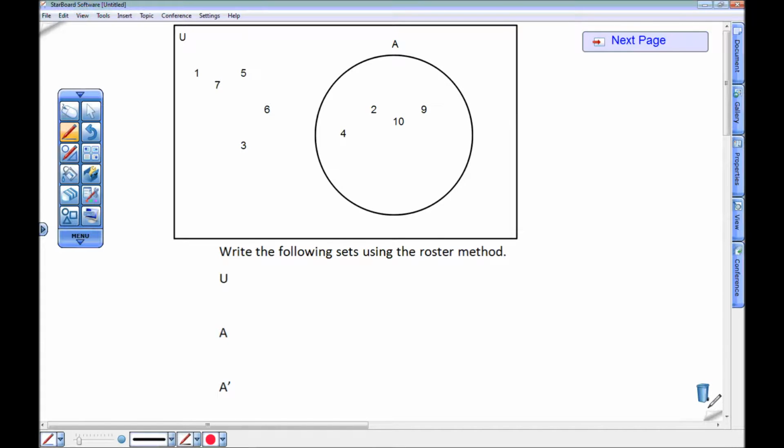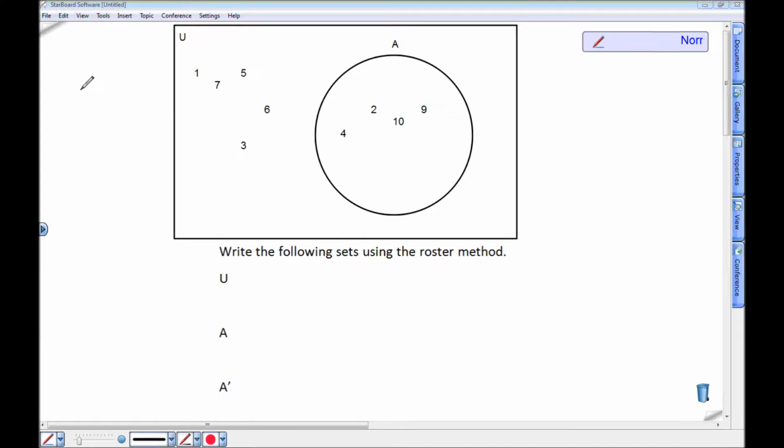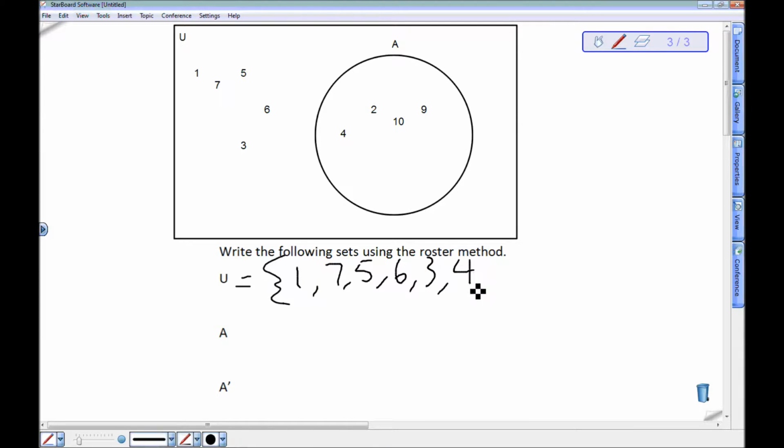Okay, just one more example here quick. Here's someone already drew a Venn diagram for me. It obviously wasn't me using this board because it looks pretty nice. And then it asks, what are the following sets? Well, let's look. The universal set is just everyone in this rectangle anywhere. So 1, 7, 5, 6, 3, 4, 2, 10, 9.